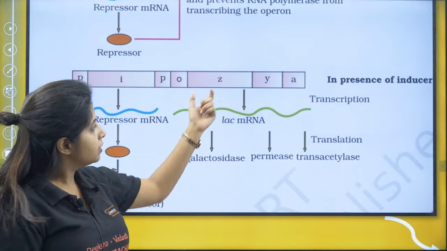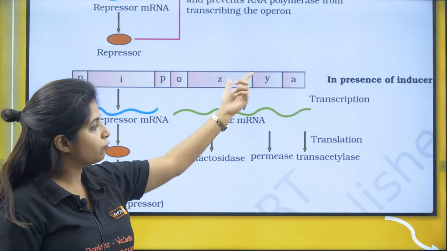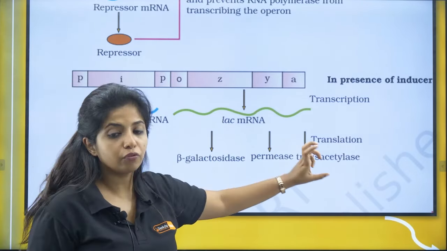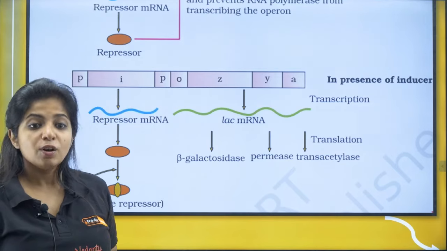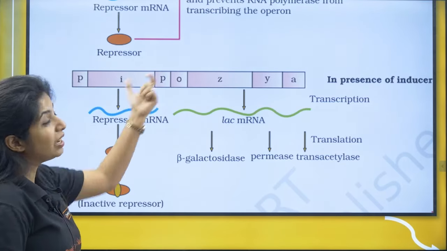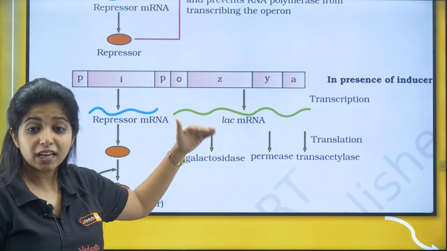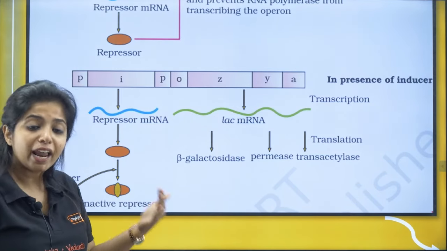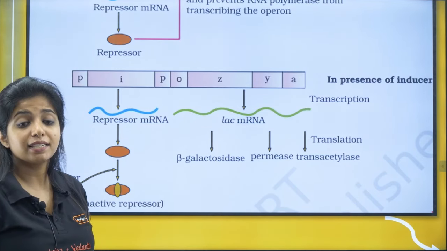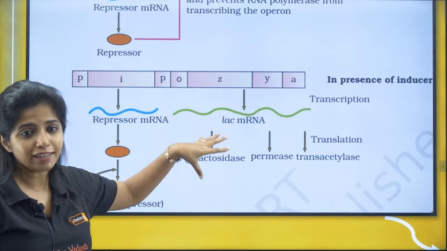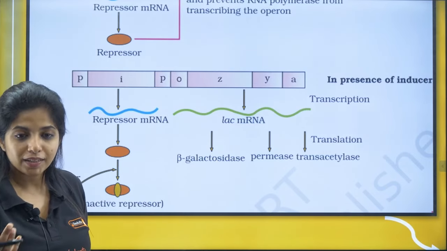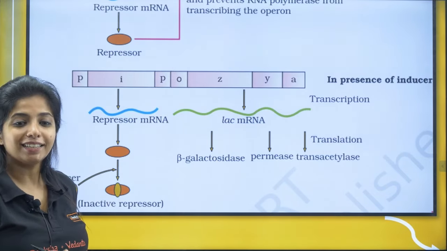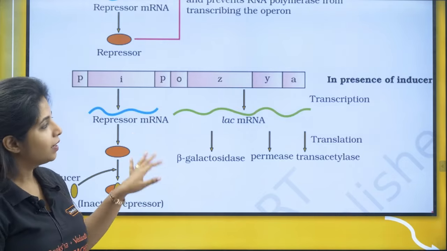RNA polymerase can come, attach and do the whole transcription. Transcription will happen. Z will code for beta galactosidase enzyme, Y will code for permease enzyme, A will code for transacetylase enzyme. Lactose is known as inducer because it is inducing the process of transcription. It is helping in the start of transcription. So lactose can be there or allolactose can be there. Both of them act as inducer, and this is the switch on condition of the lac operon. This is how things are regulated in the case of prokaryotes.